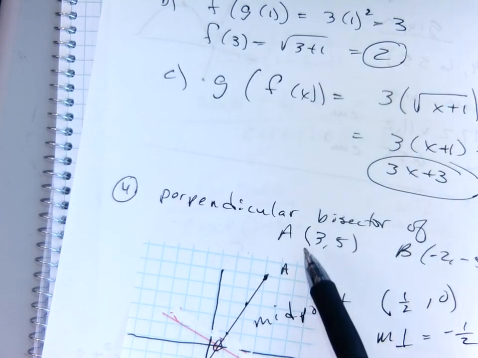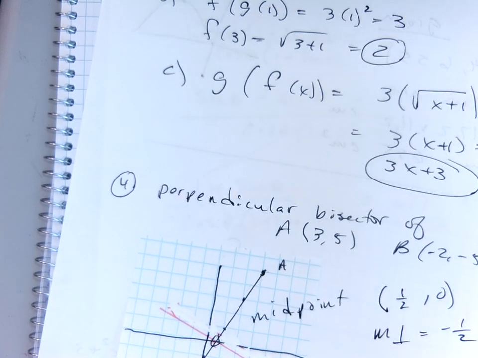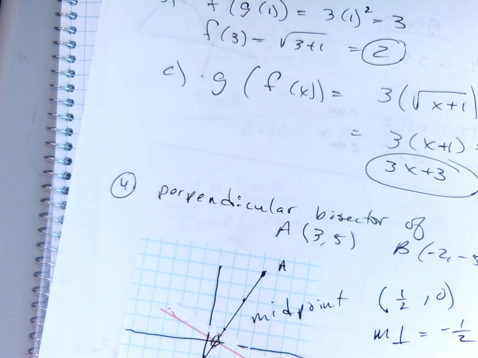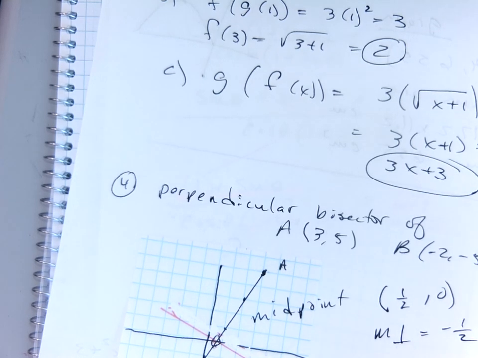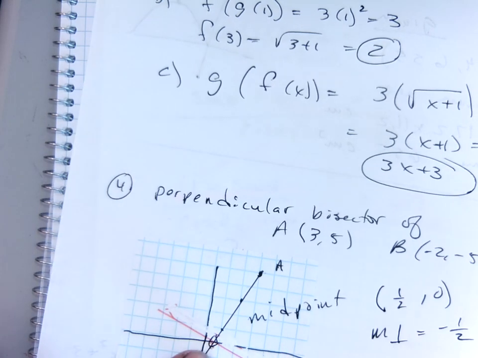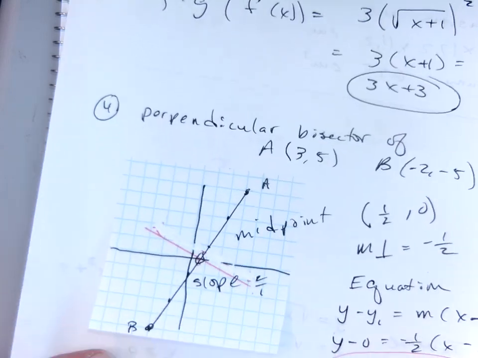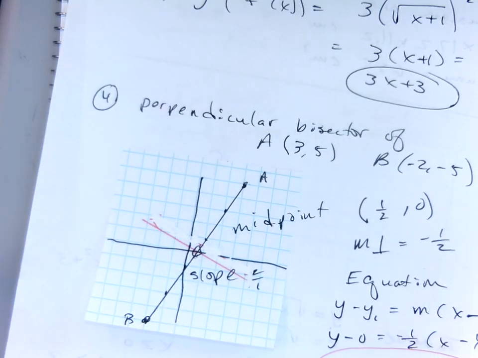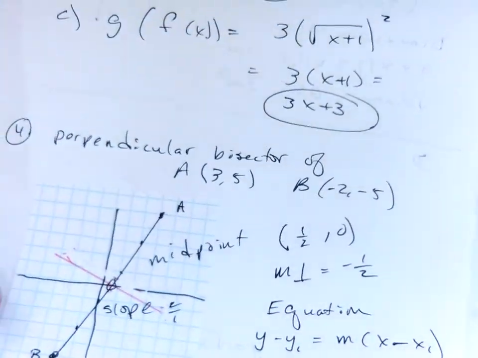Number 4, I graphed AB. I'm looking for the perpendicular bisector, so the midpoint is right here at 1/2, 0. I know the slope is up 2 over 1 of AB, so then the opposite slope is negative 1/2. I use my equation. I plug 0, which is the midpoint for Y, and I plugged 1/2 in for X, and I simplified it so I get Y equals negative 1/2 X plus 4, which looks right.